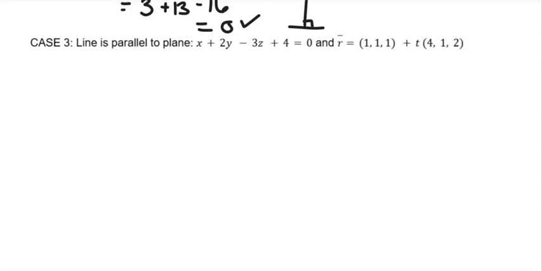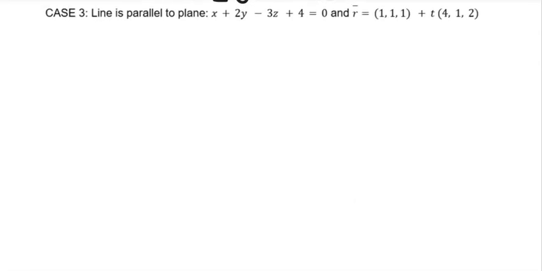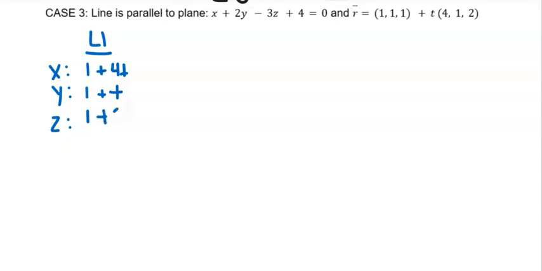Okay, last possibility. The line is parallel to the plane. So we're going to do the same thing. We're going to set up line 1 in parametric form, starting from the point 1, 1, 1, going 4t, t, and 2t. When does this hit that?